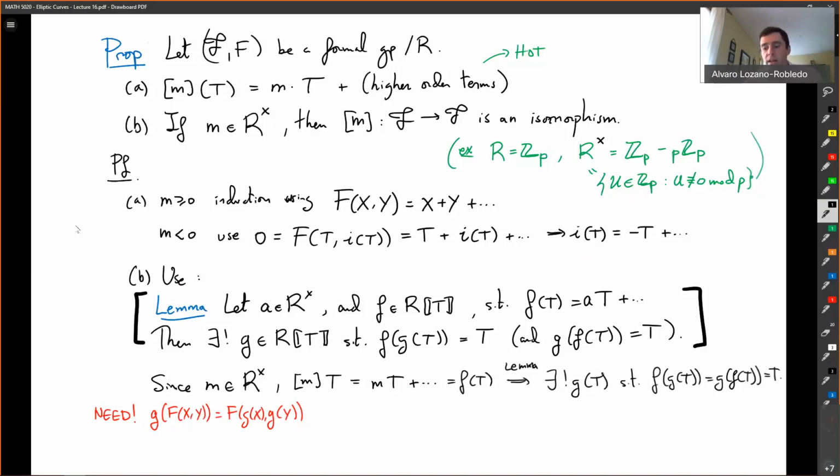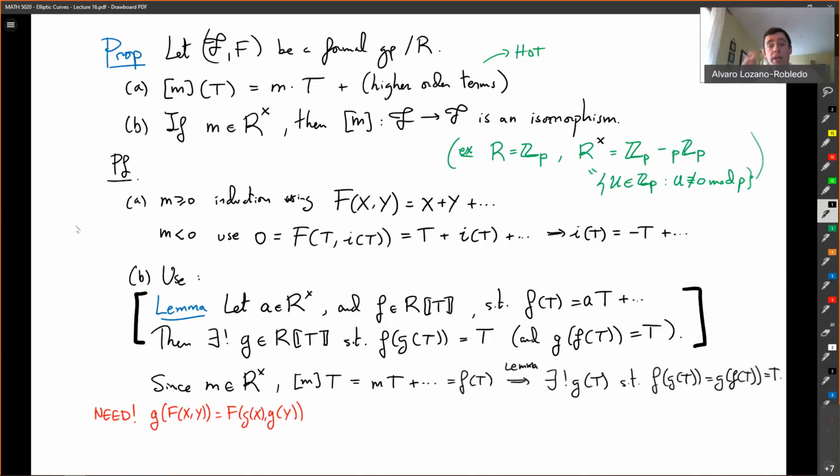In that case, when m is p, I get a 0. But if I take m to be p, then p itself is not a unit, so it's no longer an isomorphism. If the characteristic of R is p, then the multiplication by p map will not be an isomorphism, because it doesn't satisfy the hypothesis of the proposition. Okay. Awesome. Thank you.